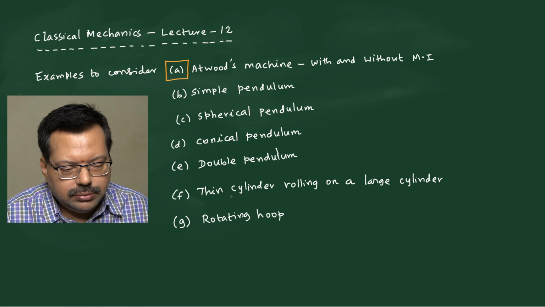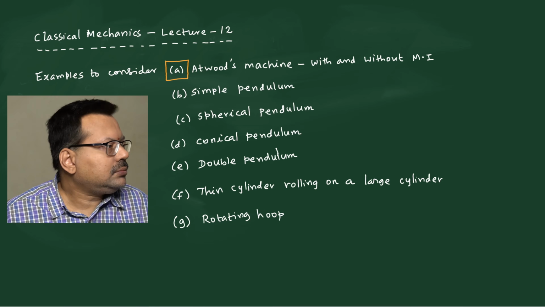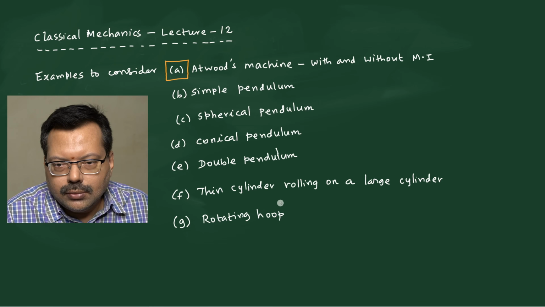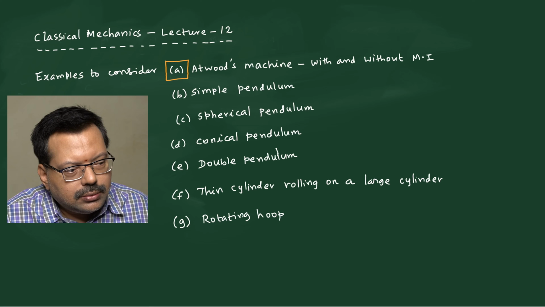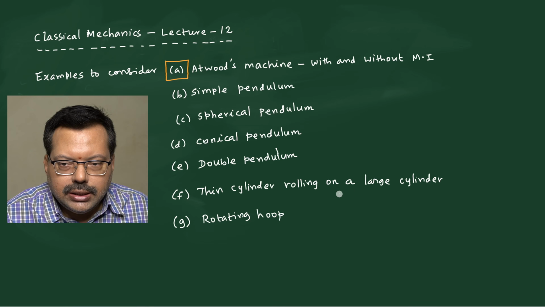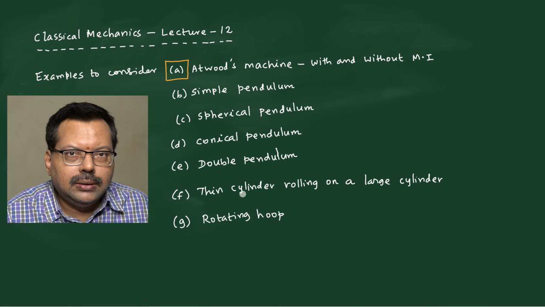You can read this. Probably I will show it with a white colored cursor. Yeah, so now the cursor is coming. So this F and G is a thin cylinder rolling on a large cylinder. What is the meaning? You'll have to first of all imagine. You have to use your imagination power and see what you mean by a large cylinder.